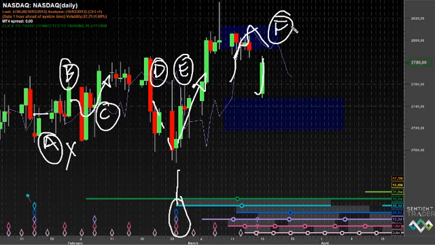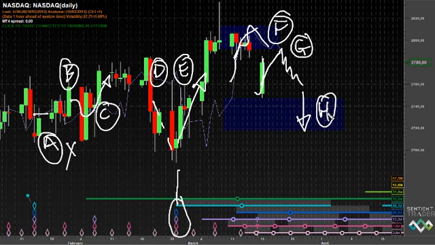Well, following an F category interaction between price and FLD, we expect price to bounce back up to the FLD and probably track along it for a few days in what is a G category interaction, and then of course we have our H category interaction as price moves down again. And so this is a very viable interpretation of what's happening in the Nasdaq at the moment, and very possibly in the S&P 500 as well.